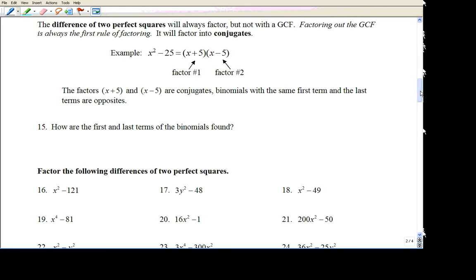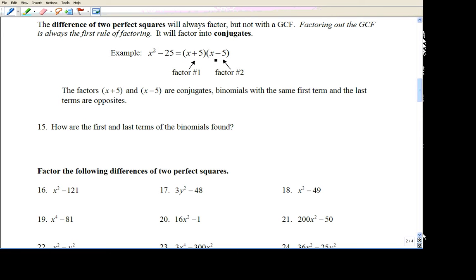So why do we look at that? Well, the difference of two perfect squares will always factor, but not if it still has the GCF in it. Factoring out the GCF is always the first rule of factoring, and it will factor into conjugates. So for example, x squared minus 25. Well, you get x plus 5 times x minus 5. These two are conjugates because they look the same except for the sign in the middle is opposite.